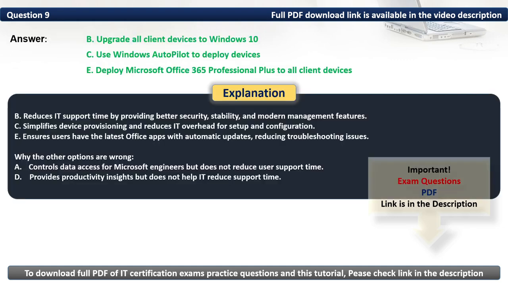About the options, B reduces IT support time by providing better security, stability, and modern management features. Then we have C simplifies device provisioning and reduces IT overhead for setup and configuration. And then we have E ensures users have the latest Office apps with automatic updates, reducing troubleshooting issues.